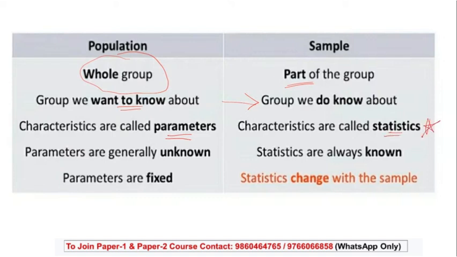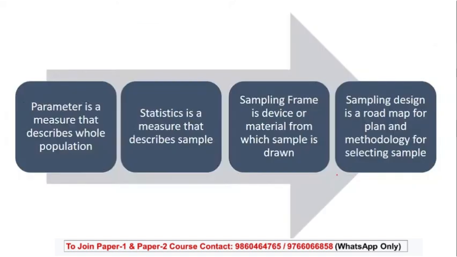On this also there is a question. Parameters are generally unknown, statistics are always known. Parameters are fixed, whereas statistics change with the type of sample. So if you see, the questions come like that. This is a diagram which I always make use of so that it becomes easier for everyone to remember, but still after this students have made a lot of mistakes. So please remember, a parameter is a measurement used to describe the population. A statistic is the one used to describe the sample. Now sampling frame. Please try to understand sampling frame. We have done this sampling frame very well.